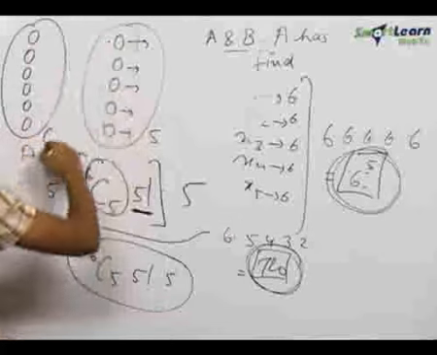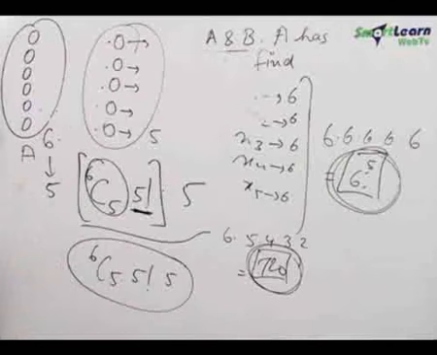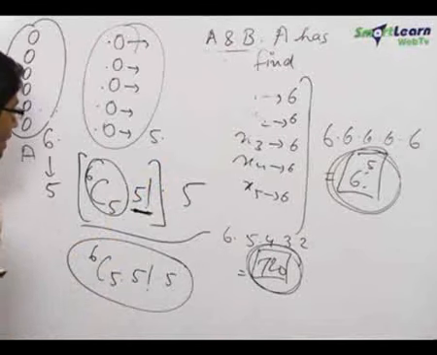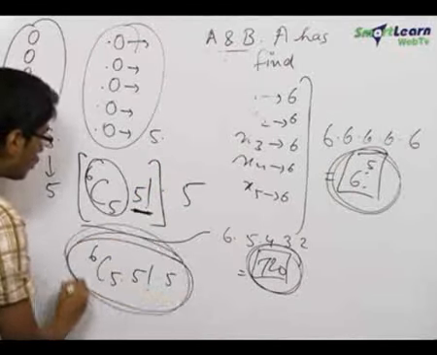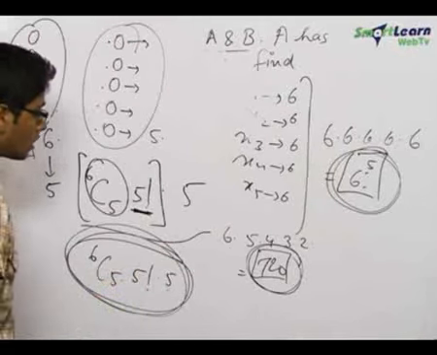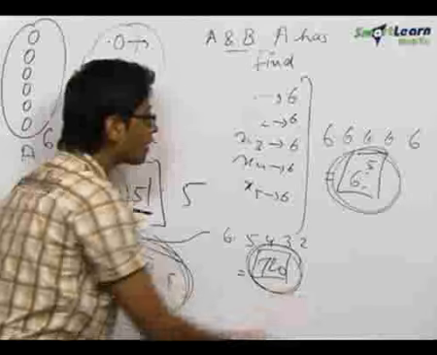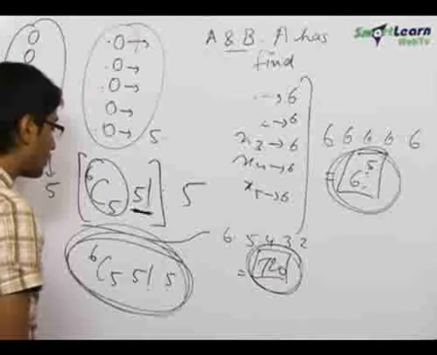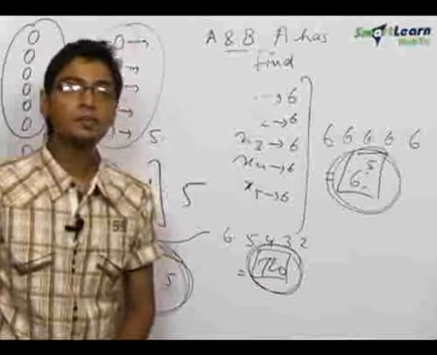And then we took a special case in which the number of elements of set A was greater than the elements of set B, and hence in this case the number of onto functions came out to be 6C5 into 5 factorial into 5. So the number of into functions were 6^5 minus 6C5 into 5 factorial into 5, and this is our final answer.